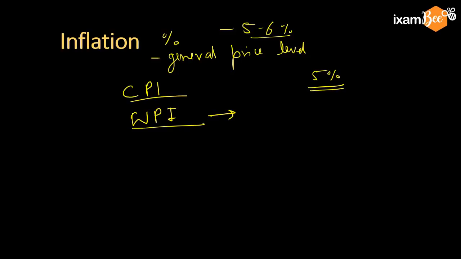Wholesale means when companies are selling to dealers and distributors at the wholesale level. So this data is readily available. This data comes first, and the other data comes from the customer side, what price the customer is facing. So if I say that the wholesale price index is say 3%, it means that every year at the wholesale level prices are increasing by 3%.